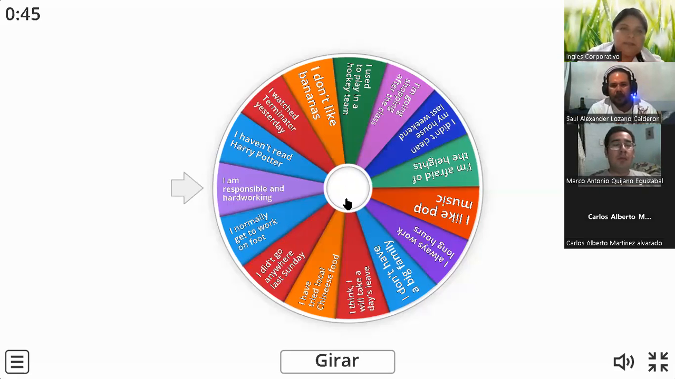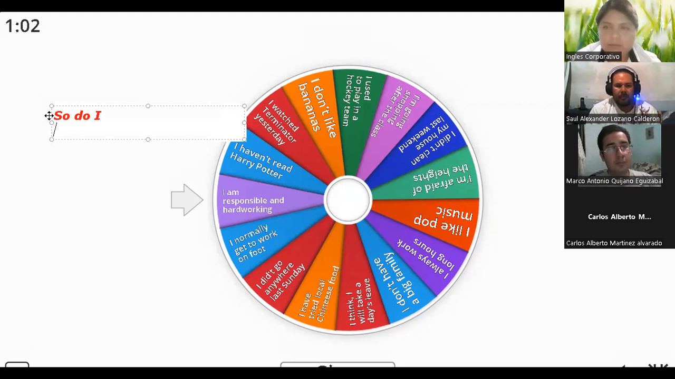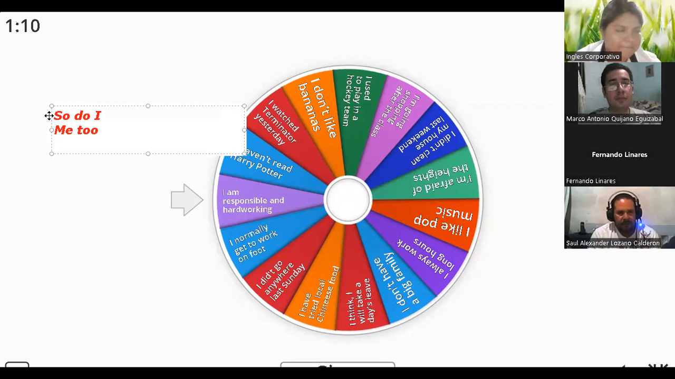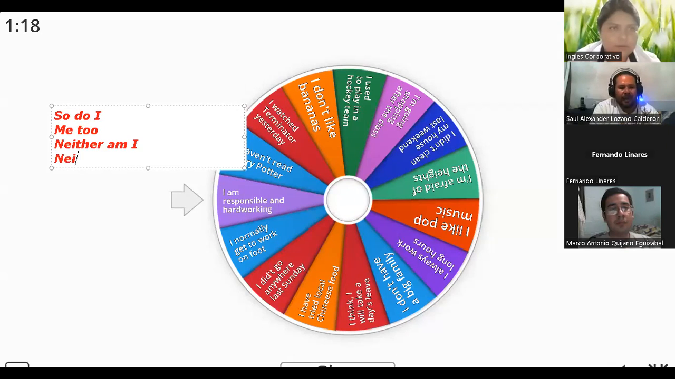Okay, let's see. Do you remember some of the common ways to answer to show agreement or disagreement? The first one was, so do I. What is another way to answer to show agreement? Me too. Any other? Neither am I, for a negative. Neither do I. So these are just some of the common ones.